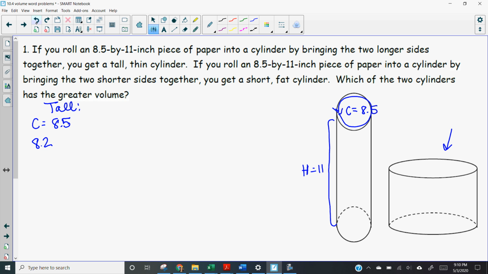8.5 equals 2 pi r, and we'll solve that for r. So we're going to very carefully in the calculator divide by 2 pi. The radius is about 1.35 inches. If you're not getting that, just watch that you divided by 2 pi correctly.